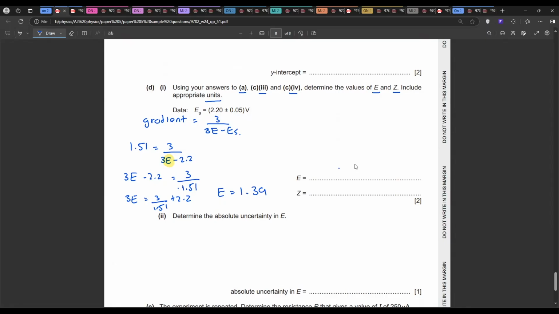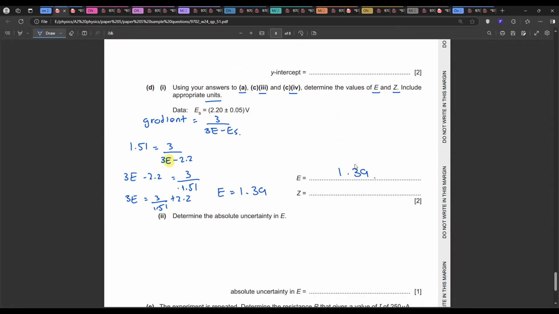Perfect. You can also give it to 3 significant figures or 2 significant figures. No restrictions on this. Give your answer to 2 or 3 significant figures. That's the limitation here. I am giving all the answers to 3 significant figures in the last parts. Okay. Your value of E comes out to be 1.39.